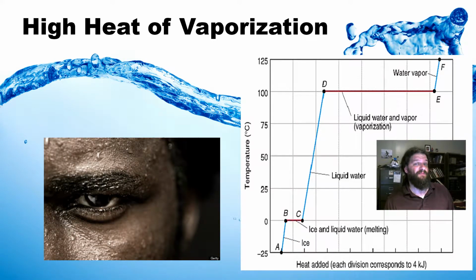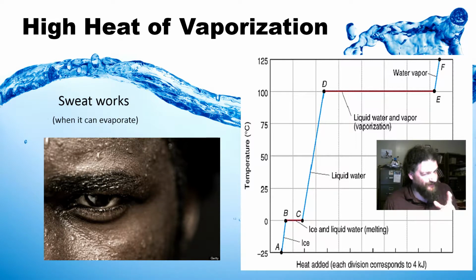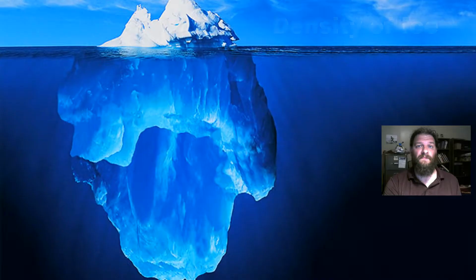Sweating is an adaptation that takes advantage of this high heat of vaporization, kind of pours water over us so that as the water evaporates, it takes the energy from the heat of our body to do that phase change. And then, of course, if it's so hot out, so humid out, that the sweat doesn't evaporate, then it's not going to do its job now, is it?